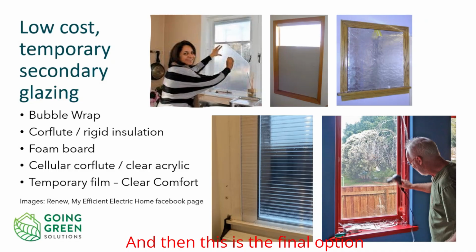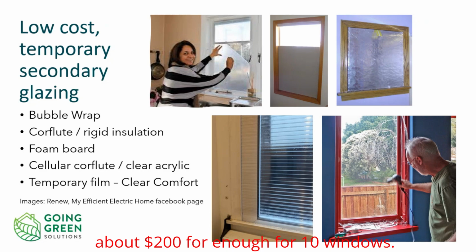And then this is the final option just on this page, which is a product called Clear Comfort. It's a thin membrane. It's mainly for if you have timber framed windows. You put double-sided tape around the window frame, so not on the window but on the frame. You stick this membrane on, use a hairdryer like you can see he's doing, and it shrinks, and it's really amazing. It's almost invisible and it's very low cost, about $200 for enough for 10 windows.